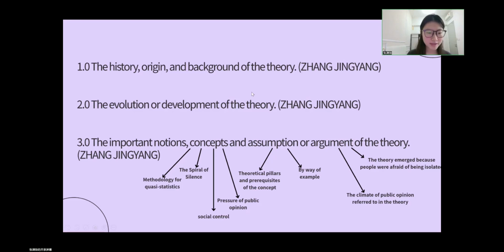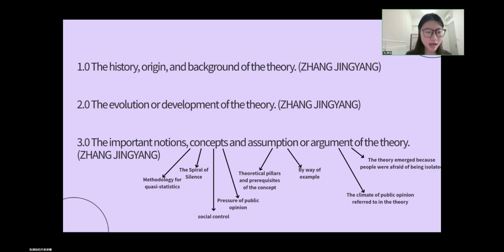Throughout the essay, the history, origin, and background are written at the beginning. Next, the evolution and development are briefly stated. The important concepts are introduced after the above preliminaries. Important concepts are interspersed in the middle of two assumptions.